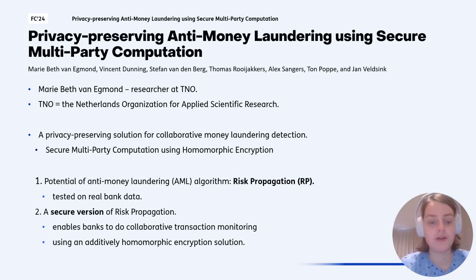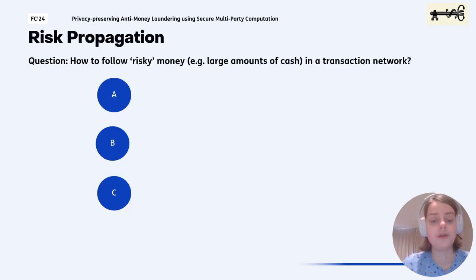In this article, I present two results. The first result is the potential of an anti-money laundering algorithm called risk propagation, that we tested on real bank data of one of our partners in this project. And the second result is a secure version of this risk propagation algorithm that enables banks to do collaborative transaction monitoring using an additively homomorphic encryption solution. So let's go to the first result, risk propagation.